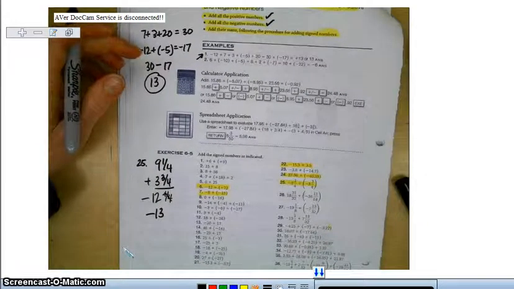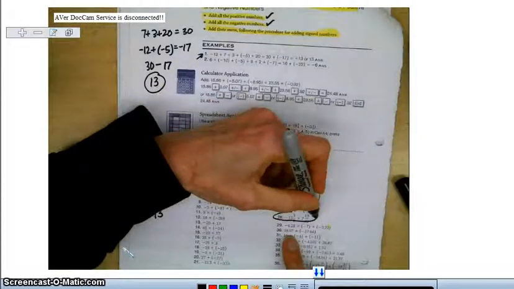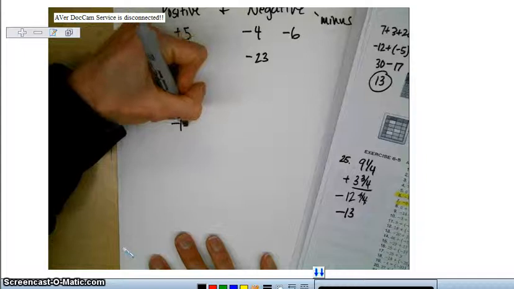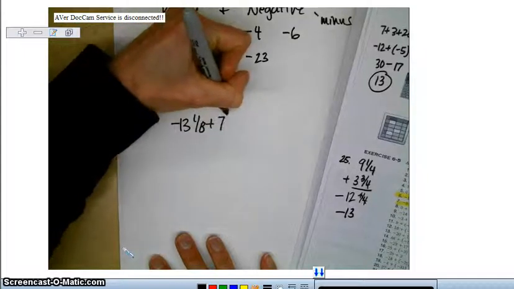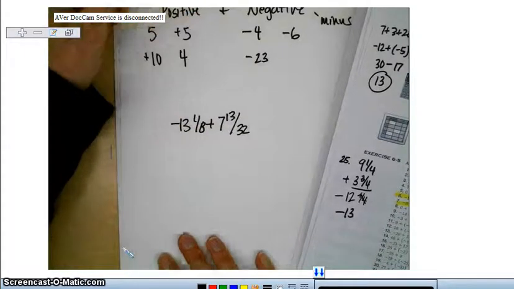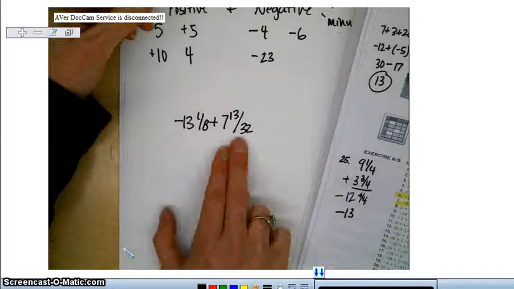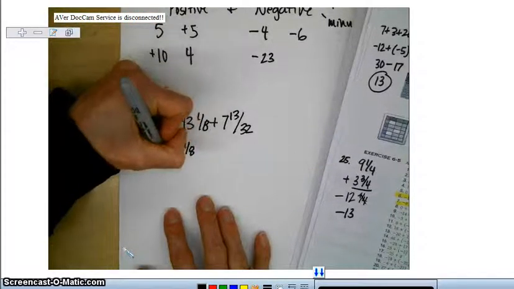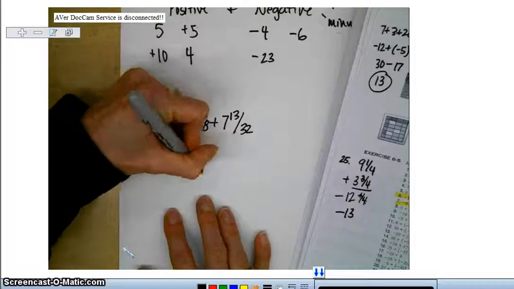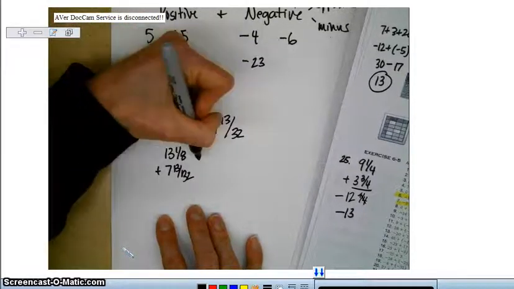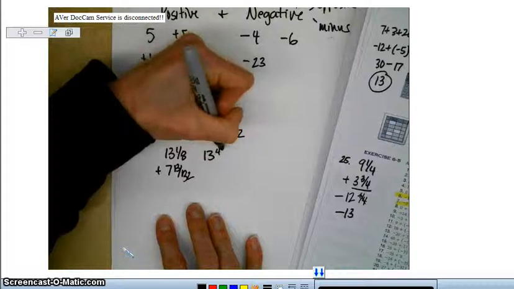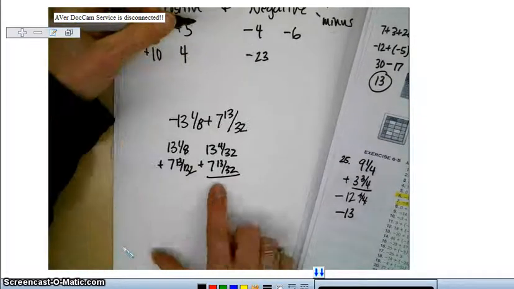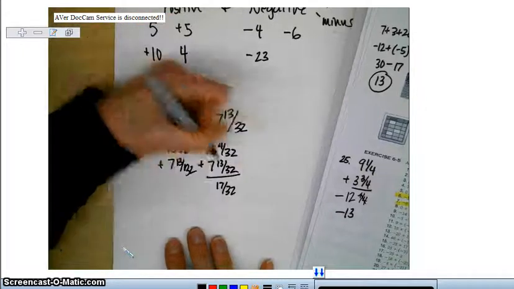All right, so let's take a look at another one. Let's say I'm going to do number 28 here, and I'm going to do 28 on a separate page. This is -13 1/8 plus 7 13/32nds. So if I'm going to add these, I'm going to take the absolute value, which is 13 1/8 plus 7 13/32nds. I'm going to need to get a common denominator of 32, so this will be 13 and 4 over 32 plus 7 and 13 over 32, and 4 plus 13 is 17 over 32.